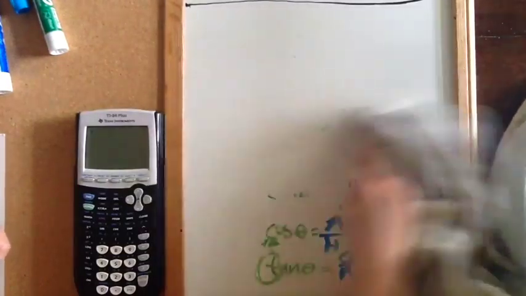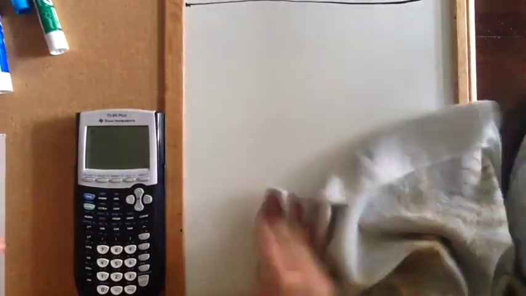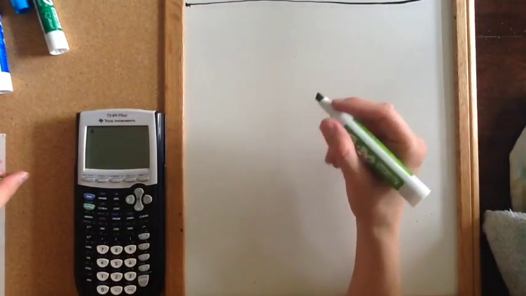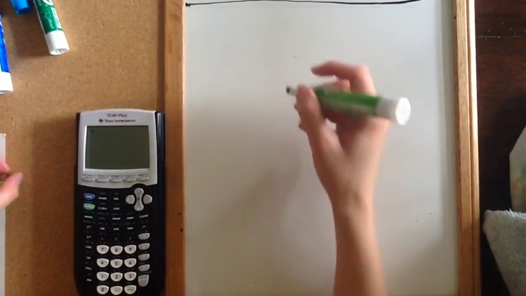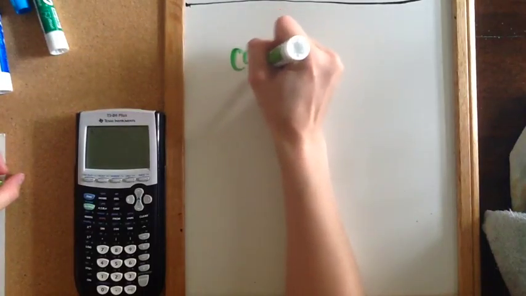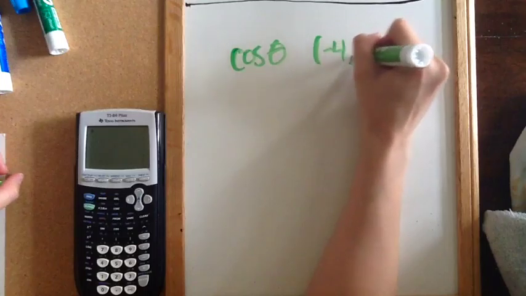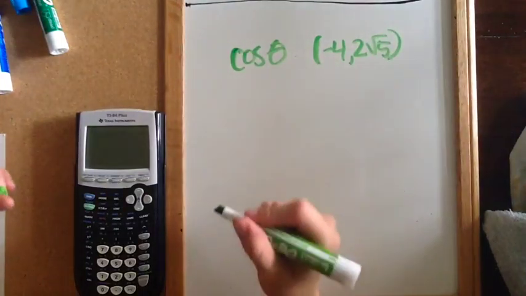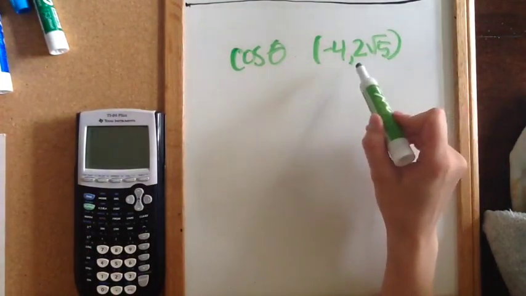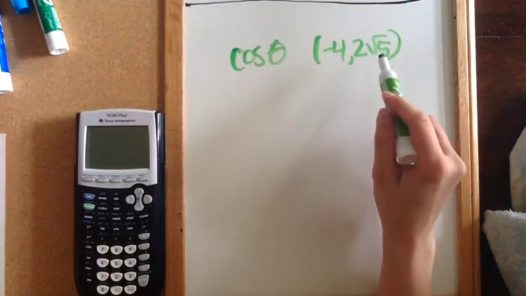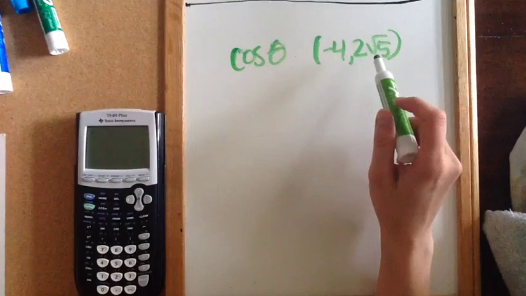You can also draw it and figure it out using your knowledge of sine, cosine, and tangent from just trig with your opposite, hypotenuse, and adjacent. So if I give you, I want to find the cosine of theta, and the point is -4, 2 root 5. So the instructions will say something like, use the given point on the terminal side of angle theta to find the value of the trigonometric function indicated.